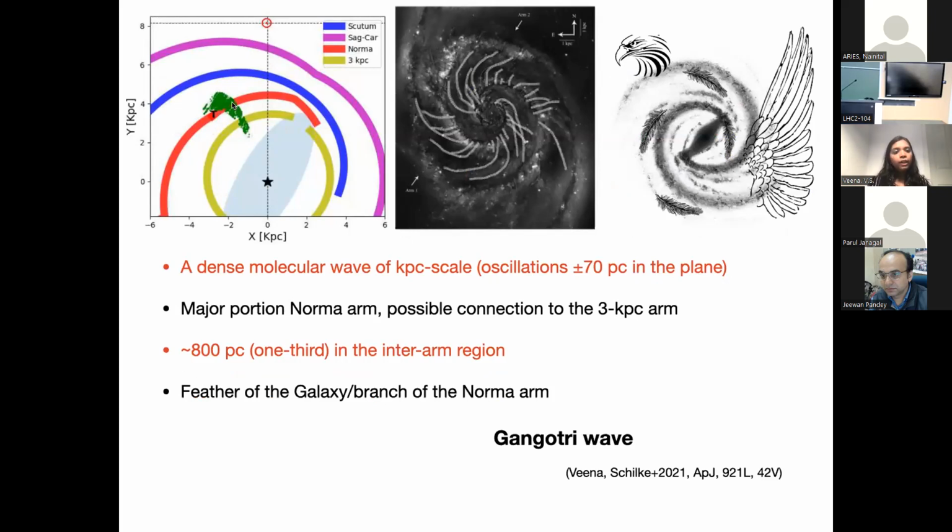Apart from its unique orientation, it also has this interesting wavy structure. So considering its uniqueness, we named it the Gangotri wave, after the Gangotri glacier, which is the origin of the Ganga river, because the Milky Way is also known as Akash Ganga in many Indian languages. This has been published in the Astrophysical Journal Letters in 2021.